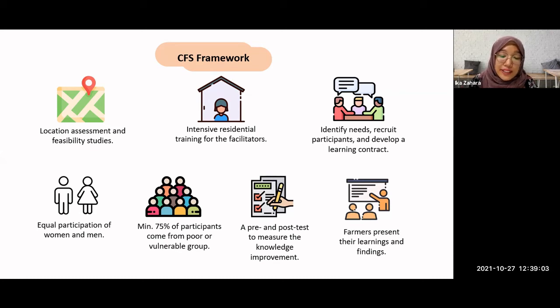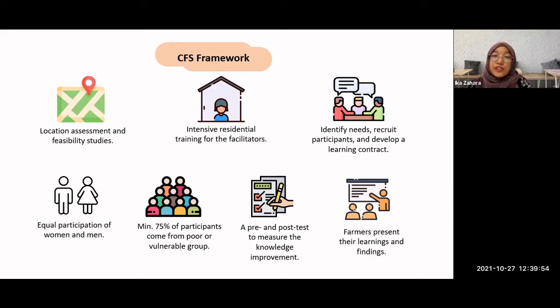And next, we want to have equal participation of women and men. Based on the projects in PANCAP and MAP, it was recorded that around 51% of the participants were women. So the gap between men and women isn't really high, just a 1% gap. And among those participants, we're targeting that 75% come from poor or vulnerable groups, like widows or poor farmers, or the kind of fish farmers that need help to implement their aquaculture practice.